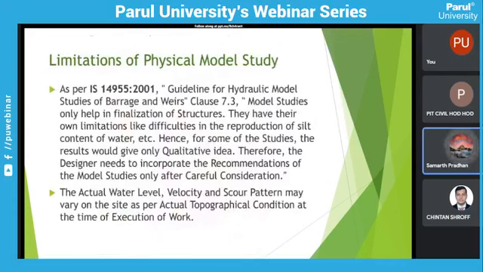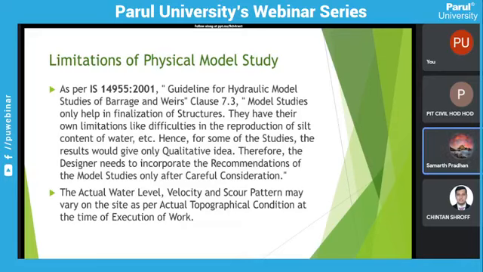Now we will see the limitations of physical model study. This is IS code 14001 (1955, 2001). As per these IS guidelines for hydraulic model studies of barrages and weirs, clause 7.3: model studies only help in finalization of structure. They have their own limitations, like difficulties in the reproduction of silt content of water, etc. Hence, for some of these studies, the result would give only a qualitative idea. Therefore, the designer needs to incorporate the recommendations of the model studies only after careful consideration.